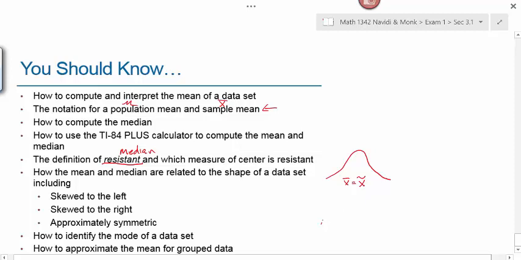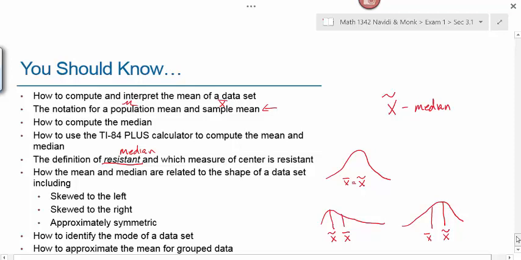If your distribution is skewed right, which one of these lines here would be the mean and which one would be the median? If your distribution is skewed right, what's going to be pulled to the right, the mean or the median? The mean gets pulled by the tail, the median does not. If your distribution is skewed left, the mean would be to the left and the median would be to the right. X with the tilde over it is what we use for the median.